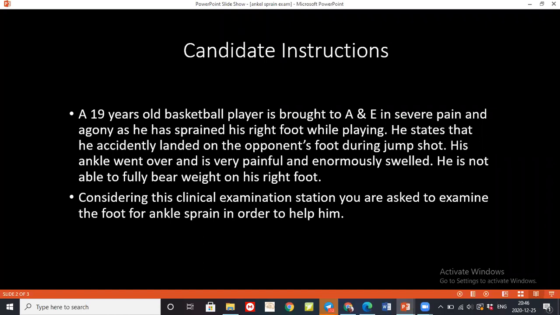After that, I'll tell the patient to walk normally, and also walk on toes and heels if possible for him, otherwise not. After that, I'll tell the patient to sit on a couch, and do active movements of dorsiflexion and plantar flexion if possible for him, and also do eversion and inversion actively.